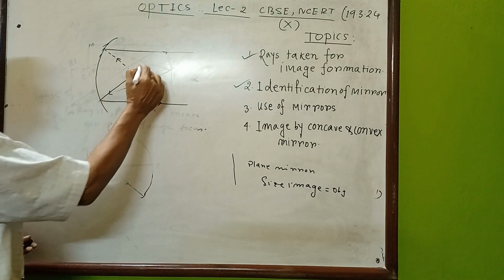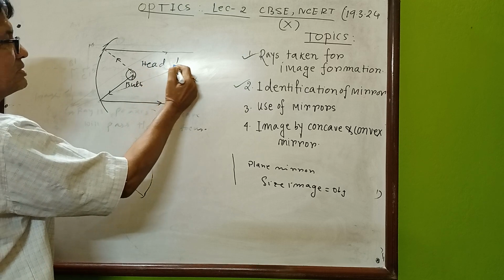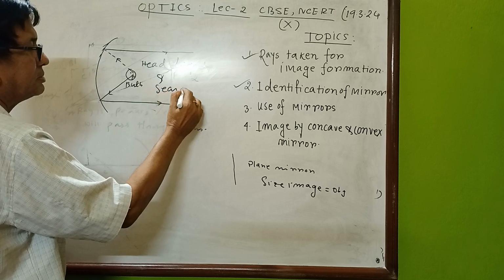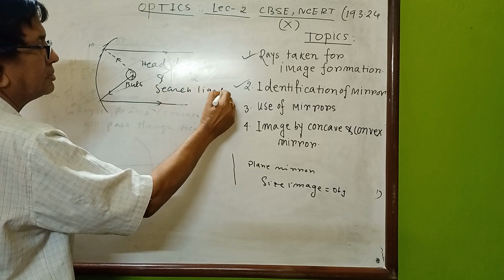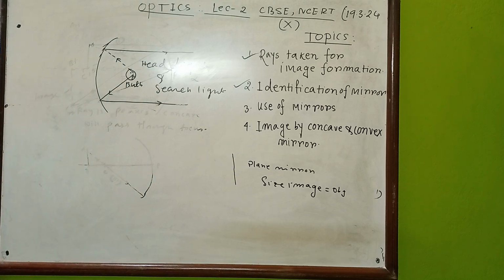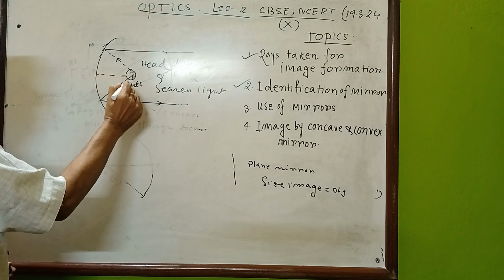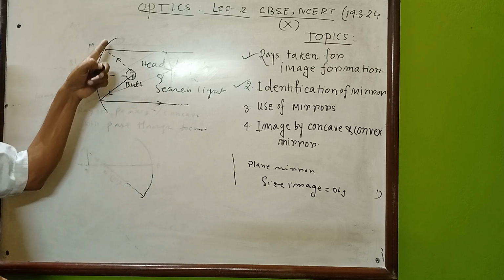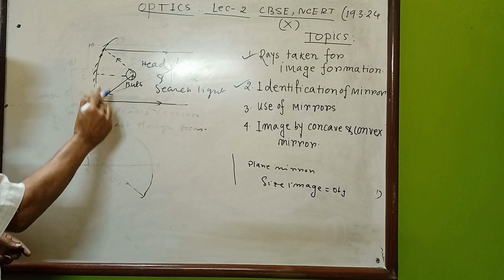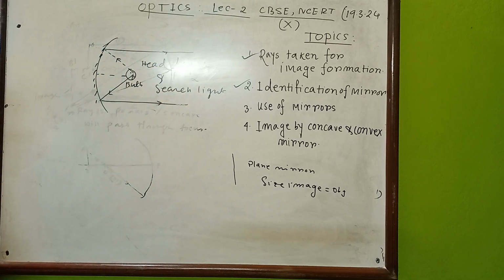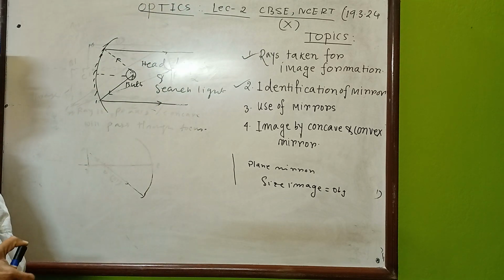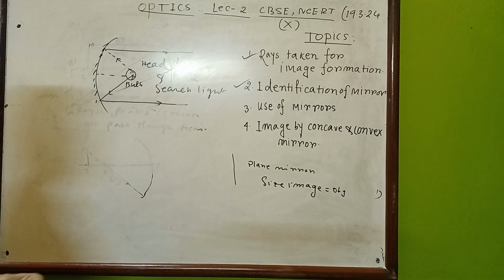So first, this condition: headlight and searchlight. The bulb is kept at the focus. This is the focal point. Now the incident ray, after reflection from the concave mirror, gives a parallel reflected beam. This means the beam goes far away from the source. This principle is used in the searchlight and the headlight of any car.